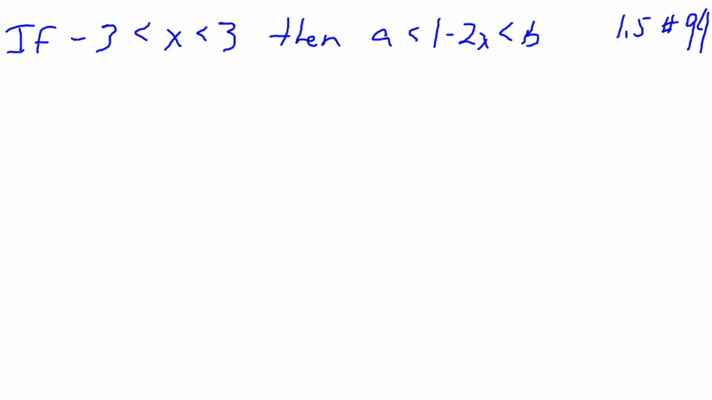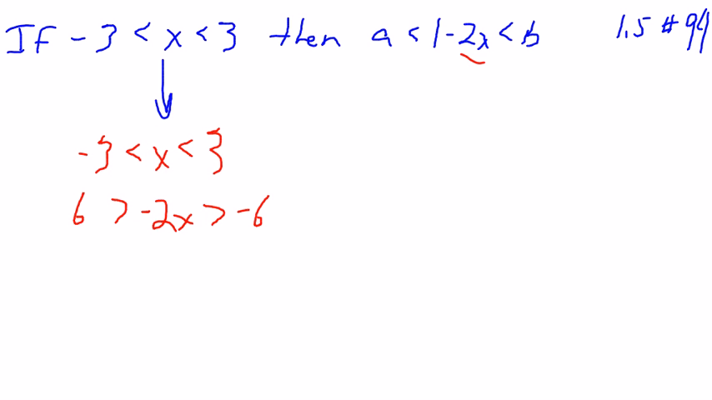So the first thing, I'm going to rewrite this down here. I'll change colors. Negative 3 less than x less than 3. I need to multiply by negative 2 to get that. So I get negative 2x. And remember, when I multiply by a negative, I have to switch the signs. So I go from less than signs to greater than signs. So I get 6 and a negative 6.